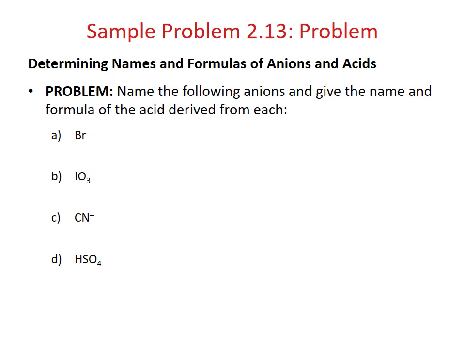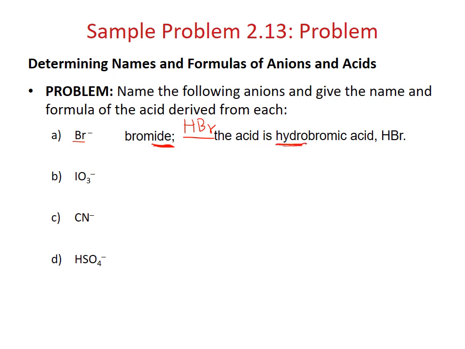Sample problem 2.13. Name the following anions and give the name and the formula of the acid derived from each. The first one is bromine with a negative charge, and this anion becomes bromide. The ending should be IDE. When you add a hydrogen, it's hydrogen bromide. In water, it's an acid. The acid is called hydrobromic acid. So the rule for binary acids is you have a prefix hydro, and then IDE becomes ic, hydrobromic acid.